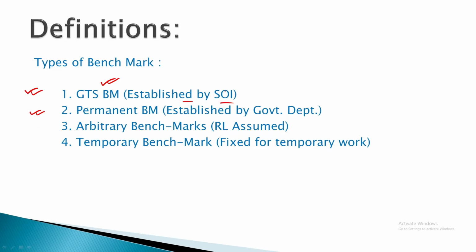Arbitrary benchmark. An arbitrary benchmark means it is actually assumed. So suppose we have 3 points A, B and C.